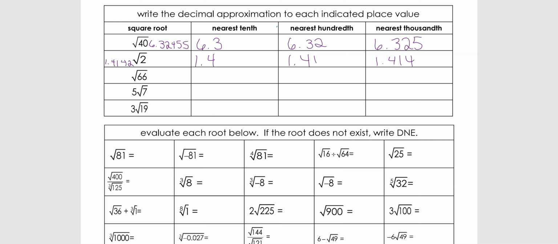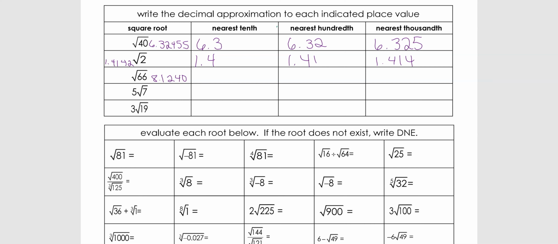All right, so square root of 66. 66 is between 64, which has a square root of 8, and 81. It's a little higher than 64, so we know it's going to be 8 point something. 64 is less than 81, so it's between 8 and 9. So let's see, what is the square root of 66? My calculator says 8.1240. Those are just the first 4 decimal places.